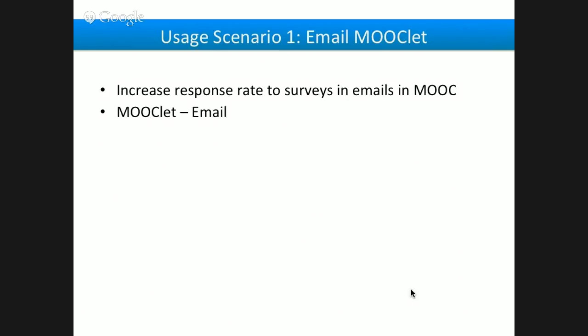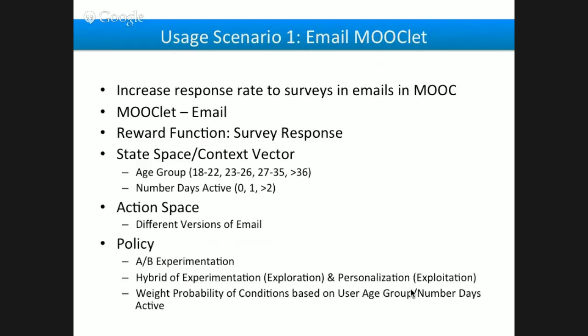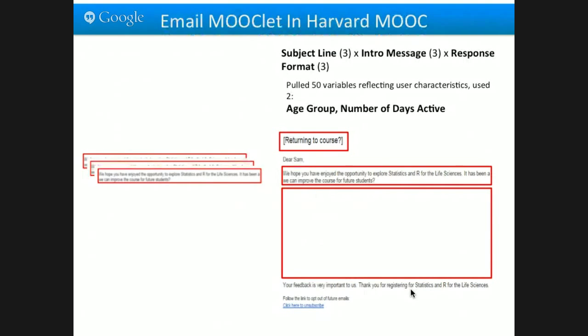So I said, let's set up your email as a MOOClet. You give me a reward function, the proportion of people responding. Here's the information I use as my state space, or context vector, but it's basically covariates: people's age group and the number of days they're active. The experiments I could run were different versions of the email. In collaboration with the instructor and a few other people, I made 3 different versions of the subject line, different intro messages, and different ways of wording the response. So I had a 3x3x3 design.